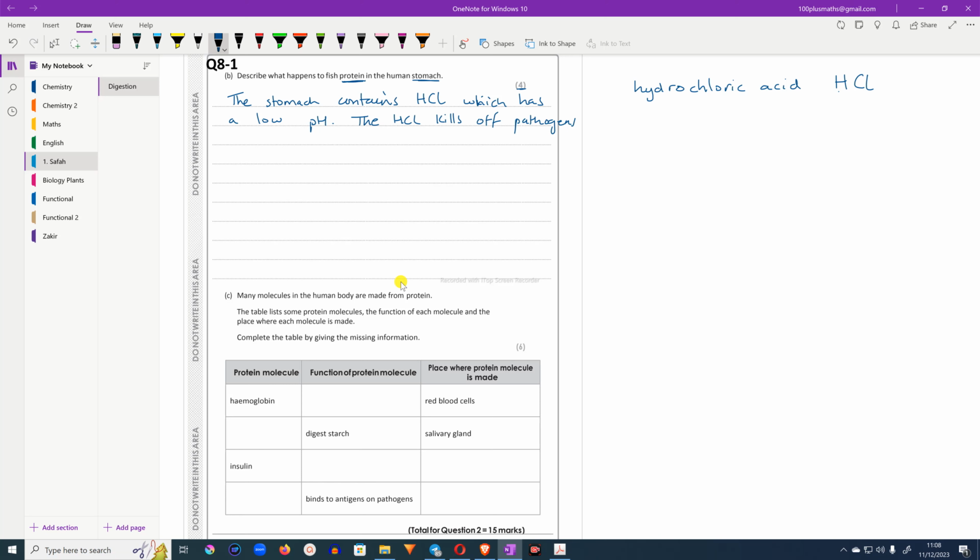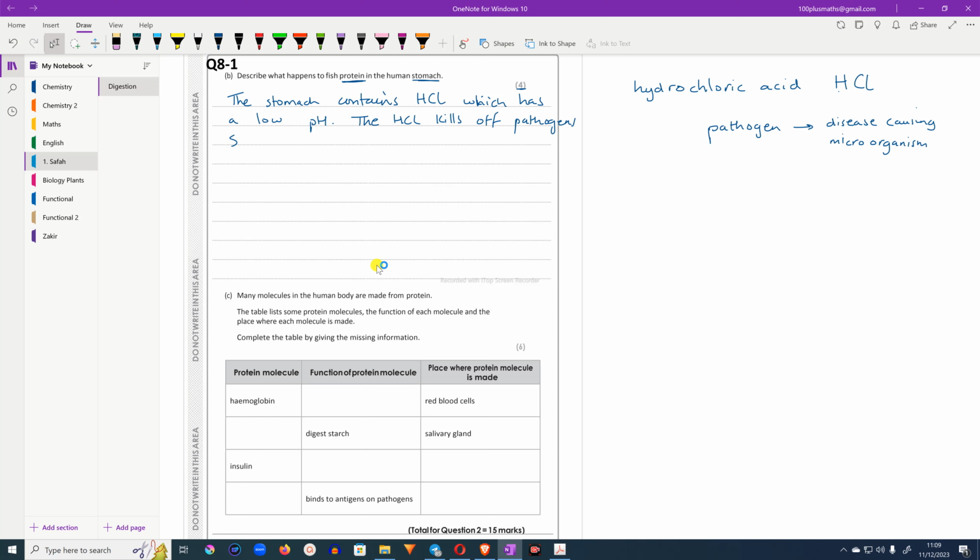pathogens. What did you say pathogen was? We said it was a disease causing microorganism. Right, the HCl kills off pathogens.